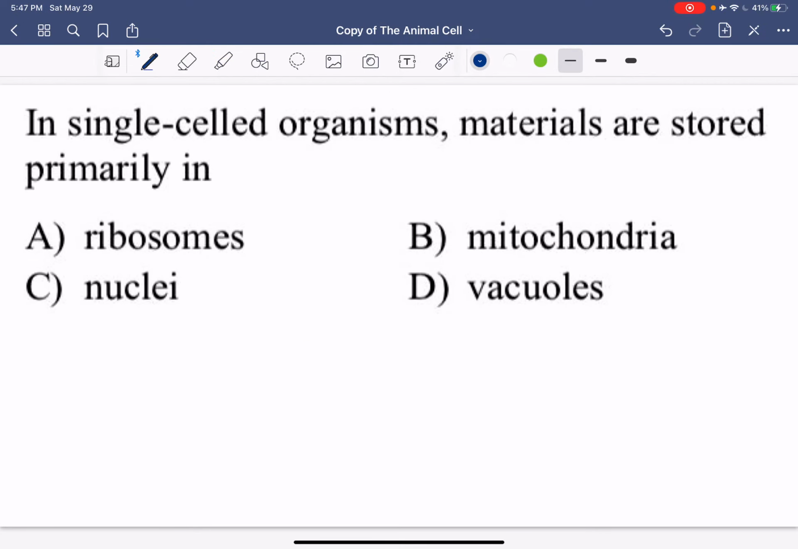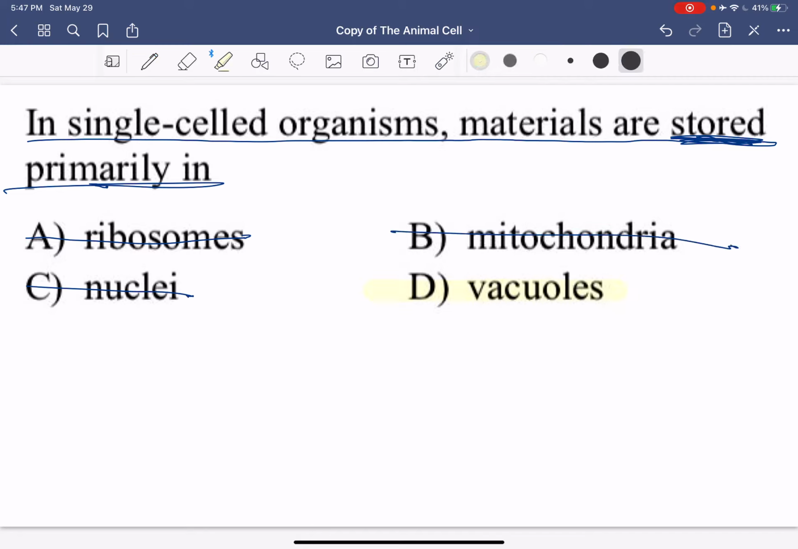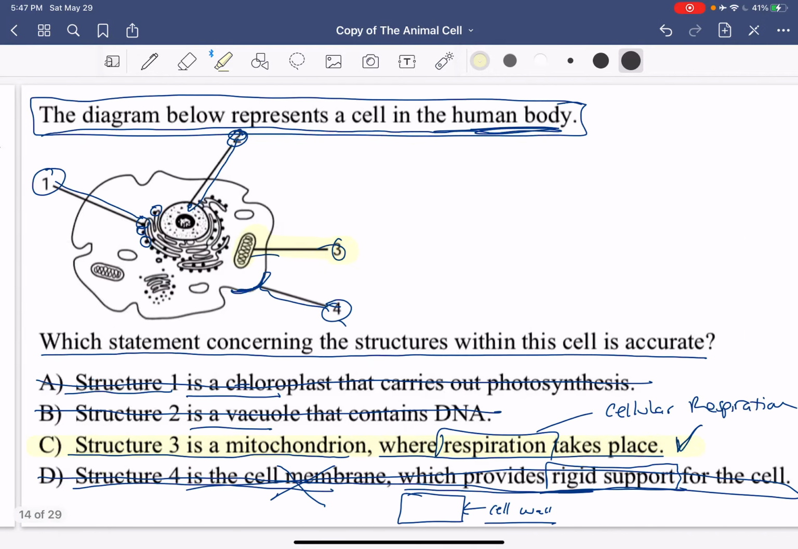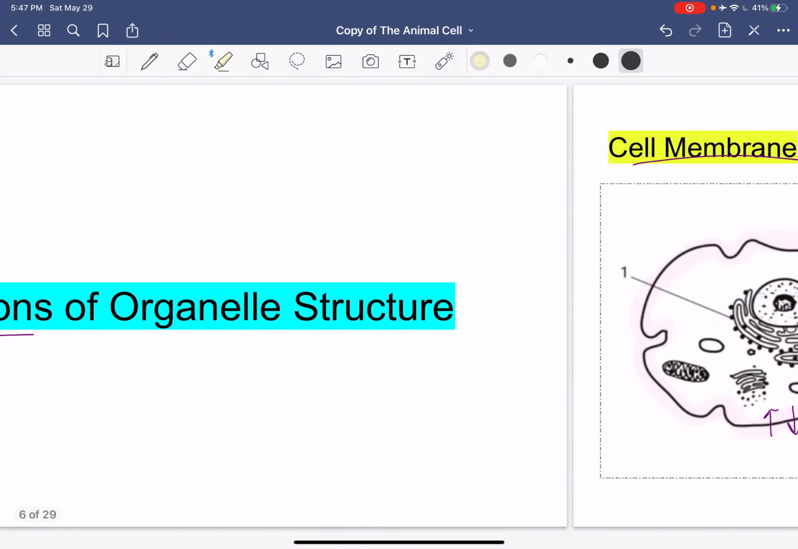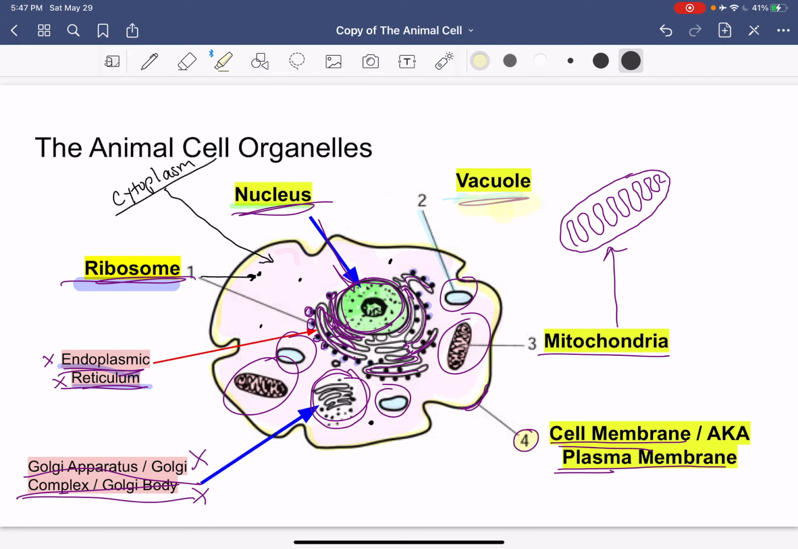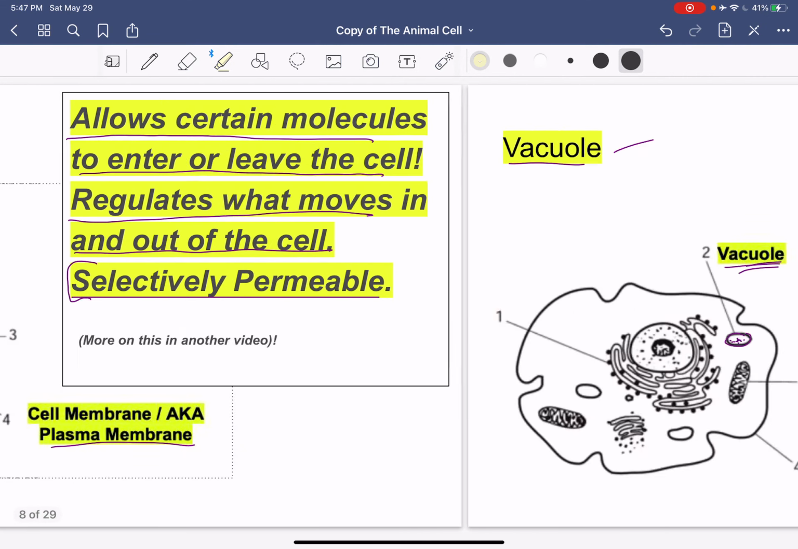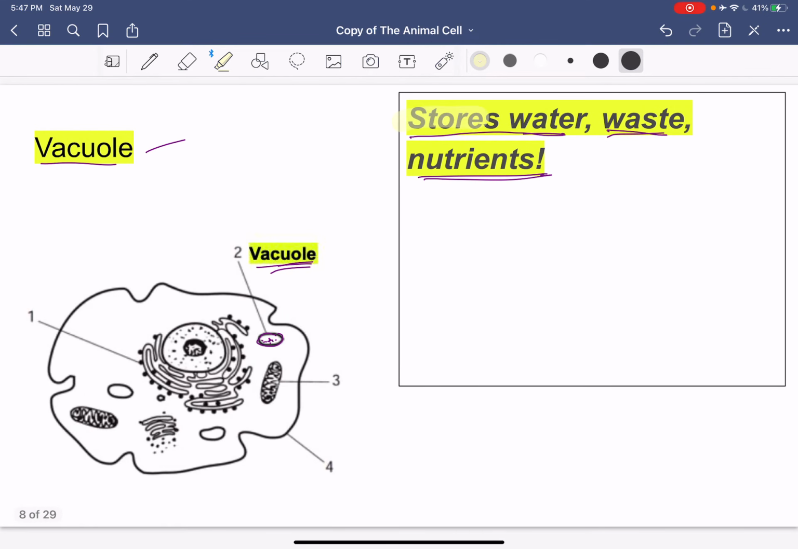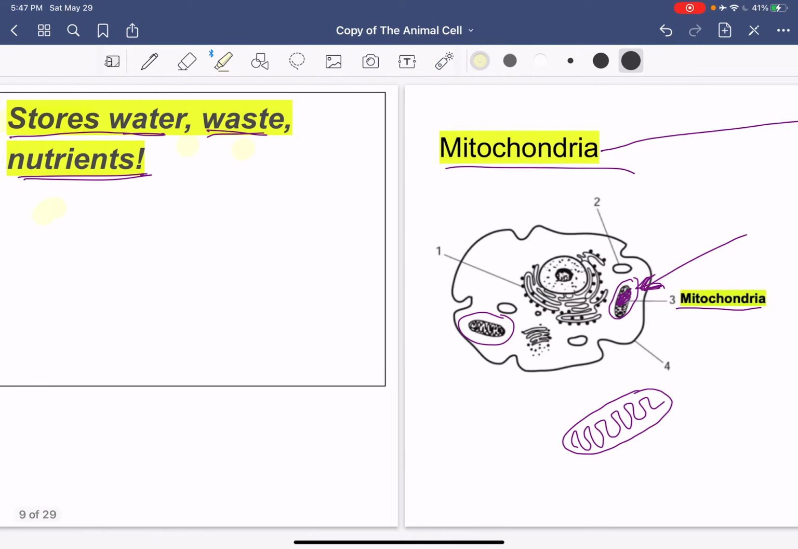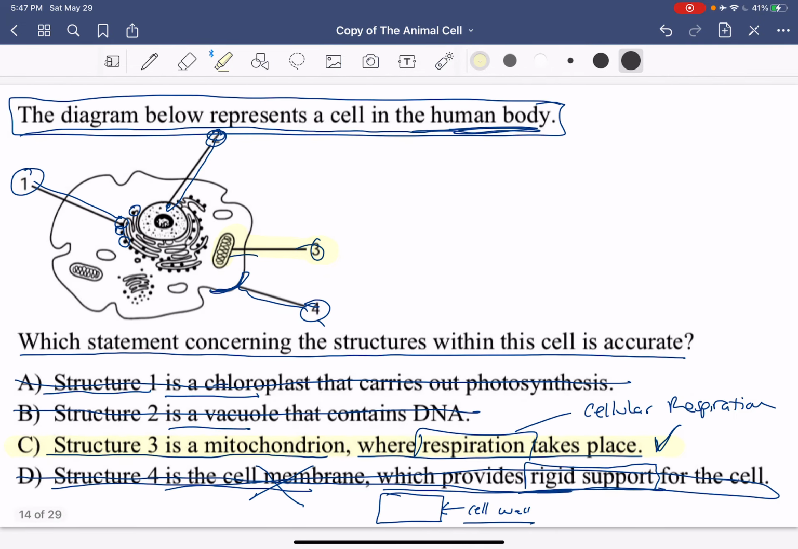All right, next. In single-celled organisms, okay, cool. Materials are stored primarily in ribosomes do not store. The nucleus doesn't store. Mitochondria doesn't store. We know that a vacuole stores. Now, just in case you forgot what a vacuole was, let's go back to the labels. The vacuole right here, it has 3 of them. And the vacuole stores water, waste, and nutrients. Okay? Remembering that.